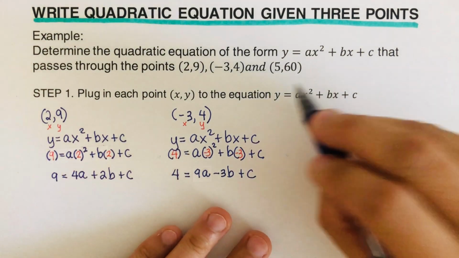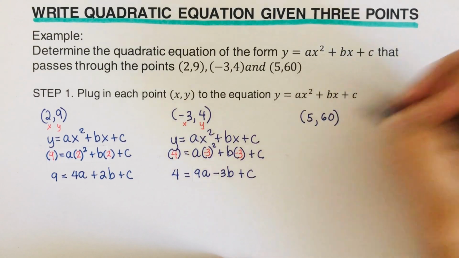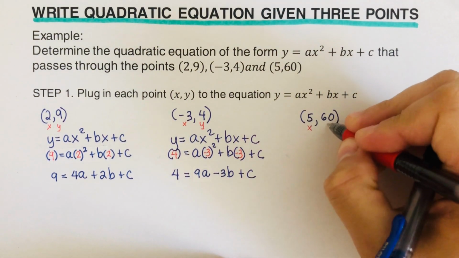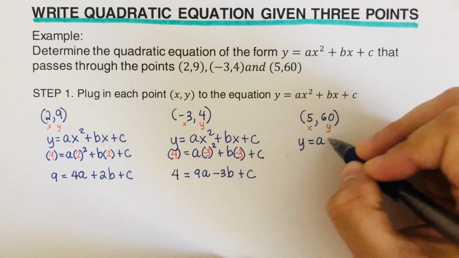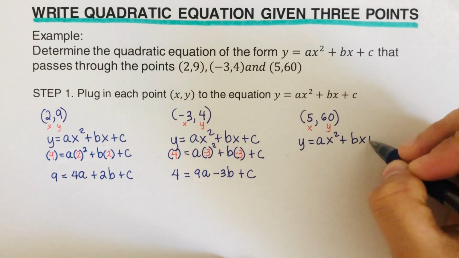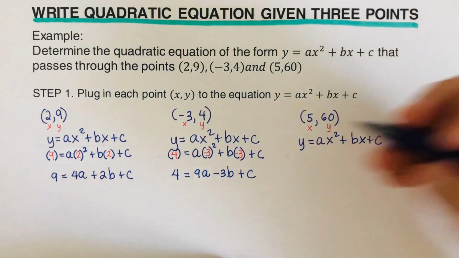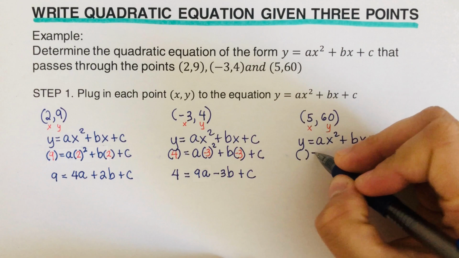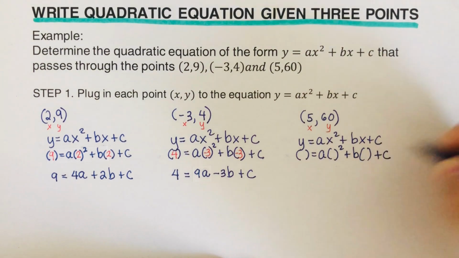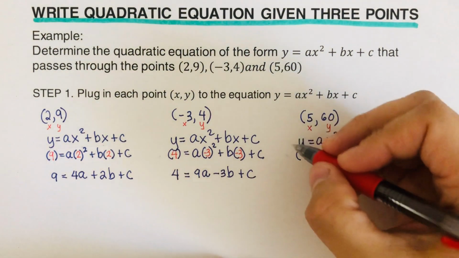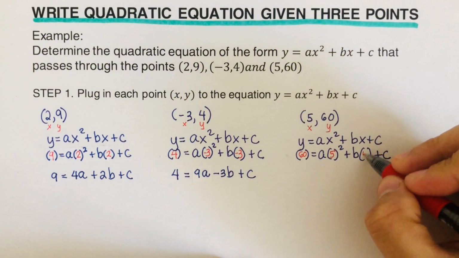Now let's move on to the third one. That's (5, 60). Again, I'm going to write it up here, 5 and then 60, and label this as the x and the y. Then I'm going to write the general equation of the quadratic equation, that's y equals ax squared plus bx plus c. Again, the tip is to change the x and y into parentheses first before we plug in the values. So that's a parenthesis squared, plus b parenthesis, plus c. Once we change it into parentheses, we plug this in. So that would be 60, and then our x is 5, so I'm going to put in 5 here, and then 5 right there.